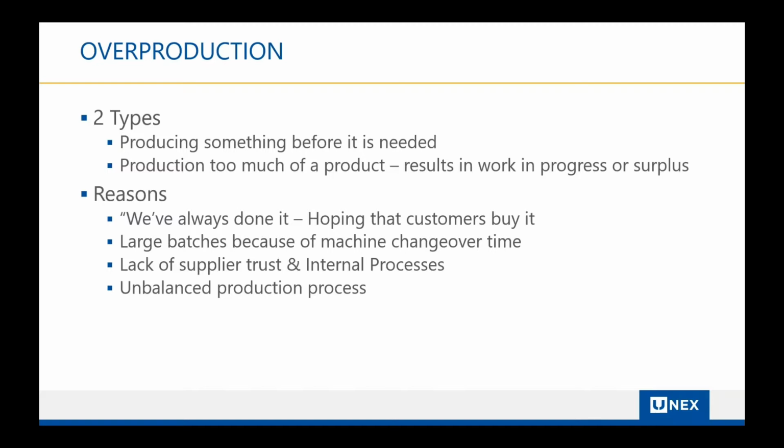Large batches, they create large batches because they say that it takes too long to change over a machine, where we mentioned SMED. If they can reduce changeover time, they can work in the correct batch size. Another reason is they may not trust their supplier, or they don't trust their internal process. So by keeping some of these things balanced, they can cut down on overproduction.